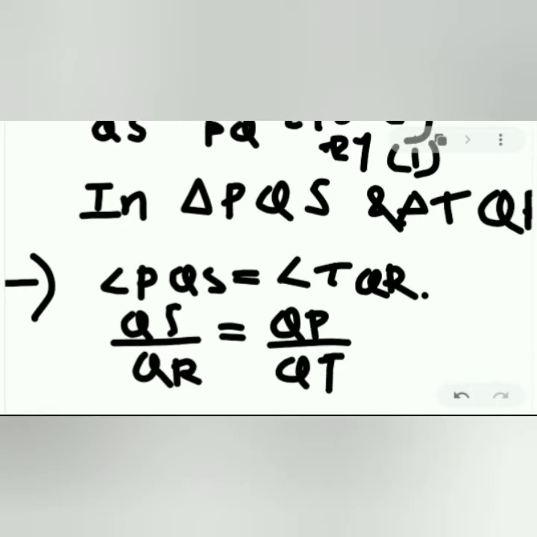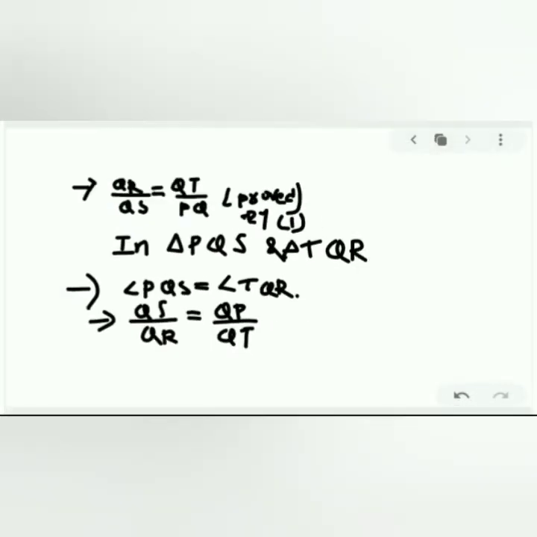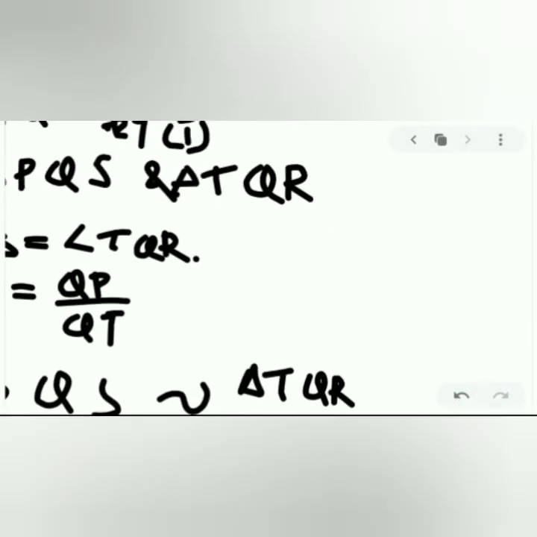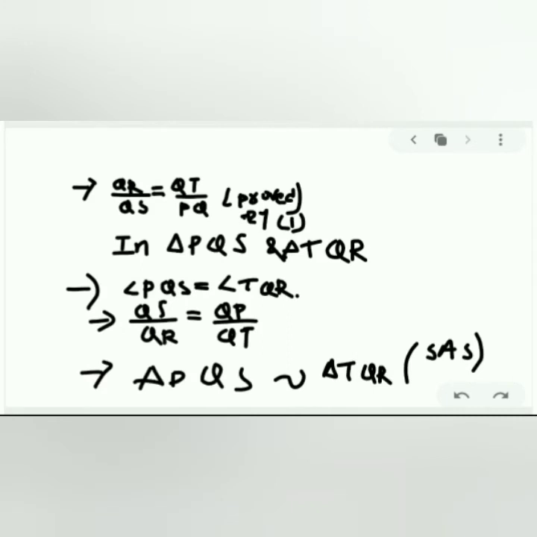So if we can write this ratio, it means two sides have the same ratio and one angle is the same, which means the two triangles are similar. Which two triangles? Triangle PQS is similar to triangle TQR. But which criterion did we use? Here we used side angle side. This is how we prove this.